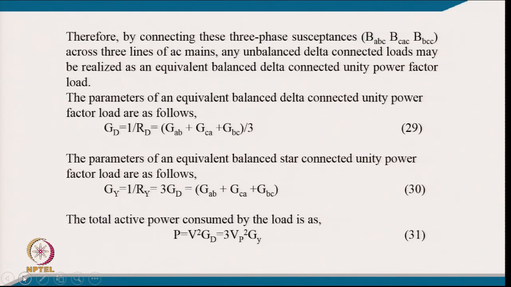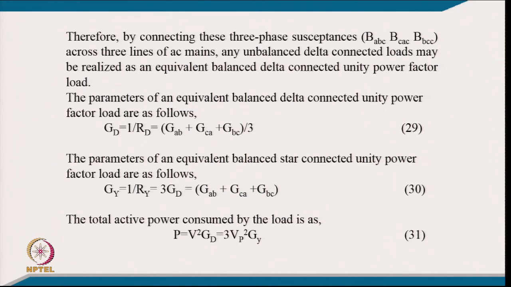So, by connecting these susceptances BAB, BBC, BCA across the 3 lines of AC mains, any unbalanced delta connected load may be realized as equivalent to a balanced delta connected unity power factor load, and the parameters of the equivalent balanced delta connected unity power factor load are GD equal to 1 upon RD, which is the sum of the 3 conductances, GAB, GBC and GCA, divided by 3.